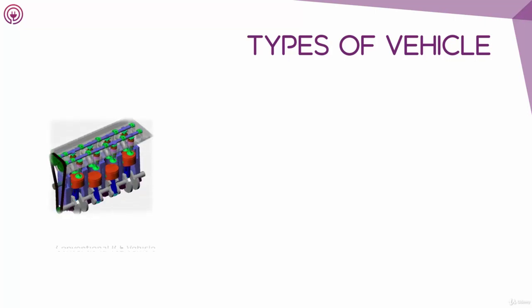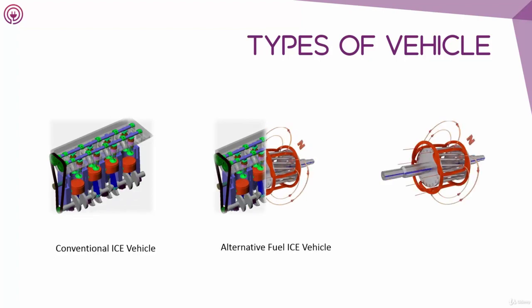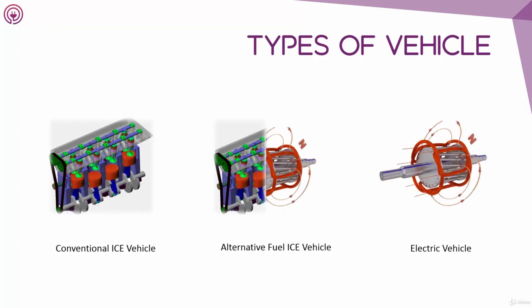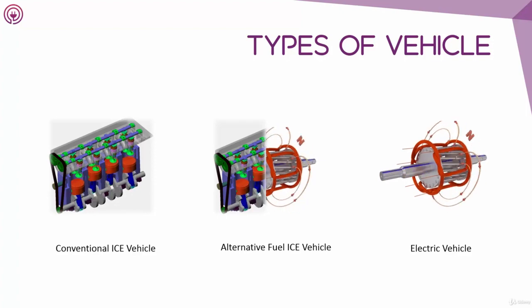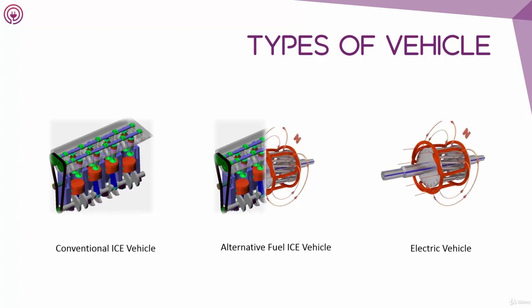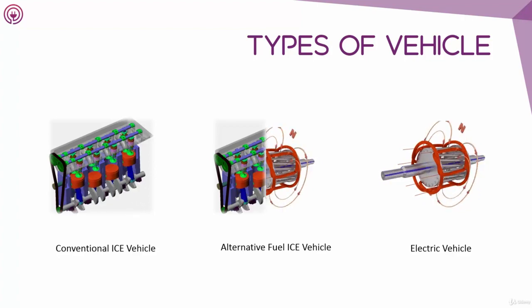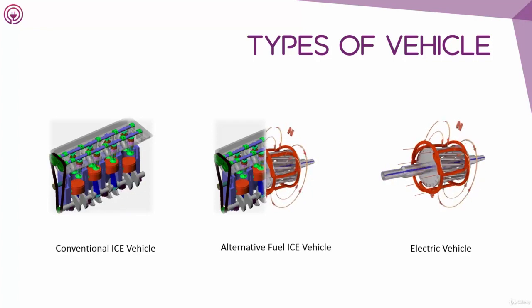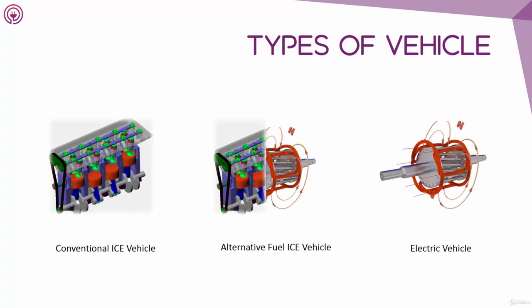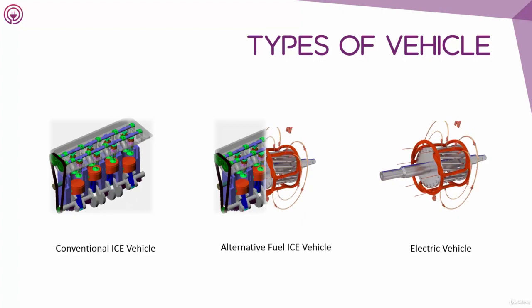So the vehicles can be categorized based on drivetrain and fuel type, such as the conventional internal combustion engine vehicles, the alternative fuel internal combustion engine vehicles, and the electric vehicles. The internal combustion engine is generally referred to by its short form, ICE. The conventional ICE vehicle includes the petrol and diesel vehicles. The alternative fuel ICE vehicle refers to a vehicle that runs on a fuel other than petrol or diesel, like autogas, natural gas, biofuels, biodiesel, or hydrogen.